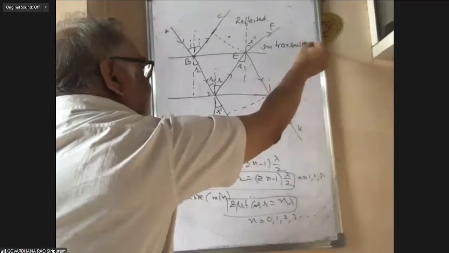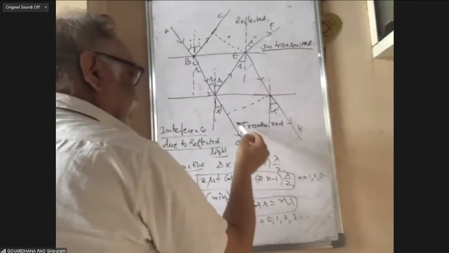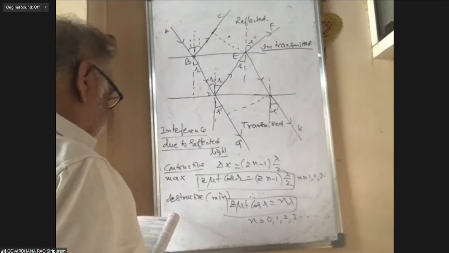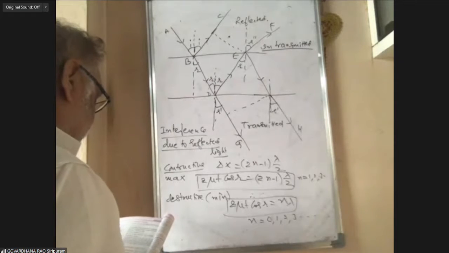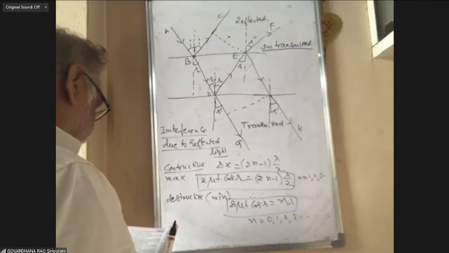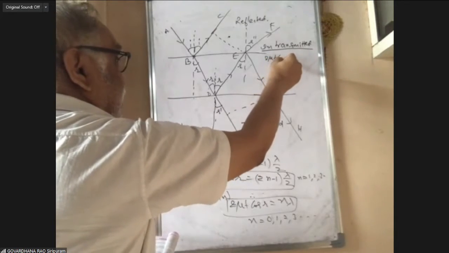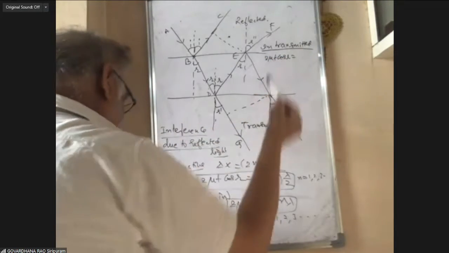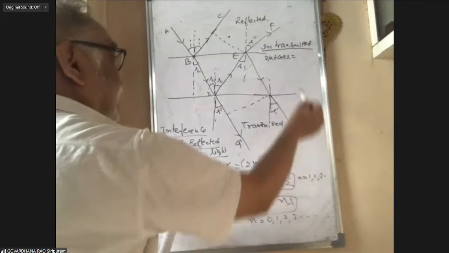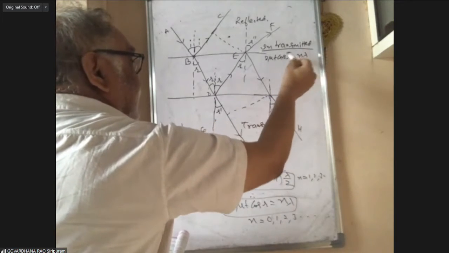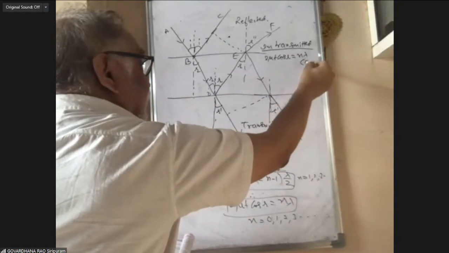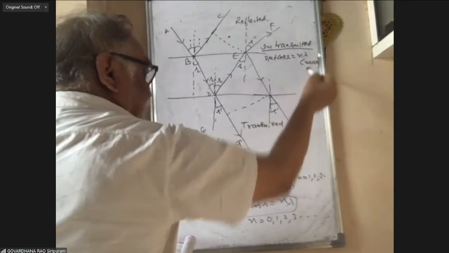Transmitted. In the transmitted system, 2 mu t cos r is equal to n lambda. This is for maxima. Ulta.